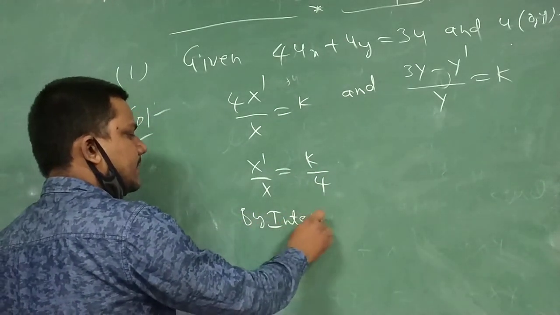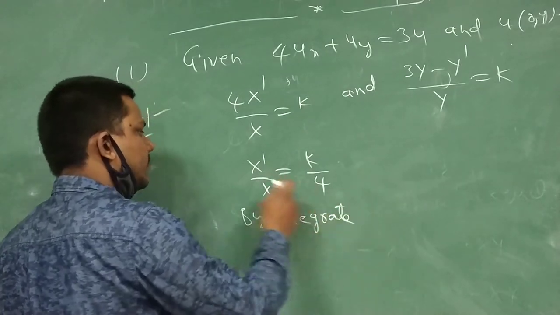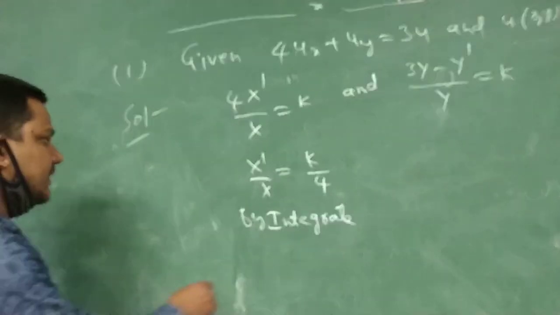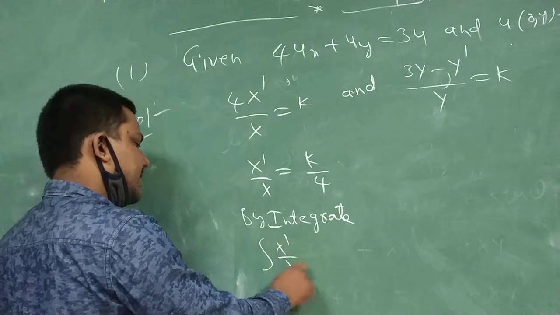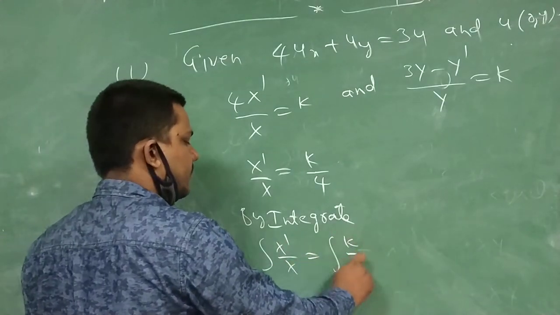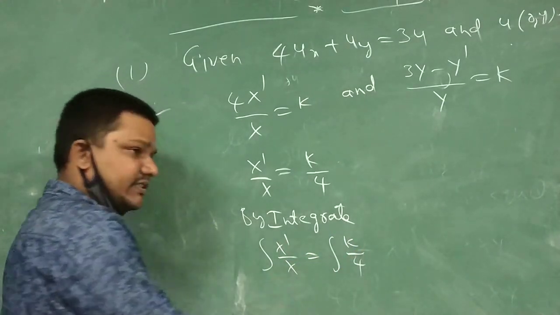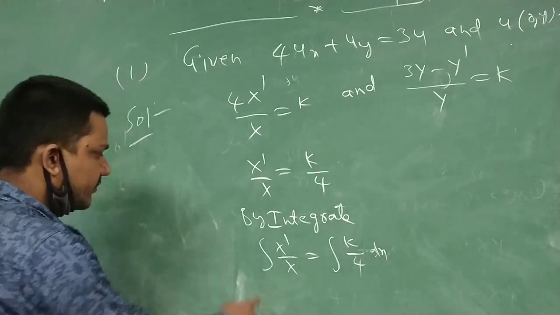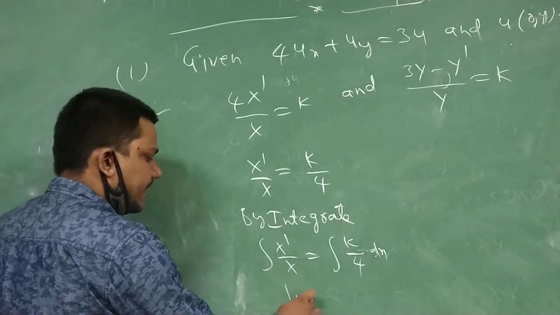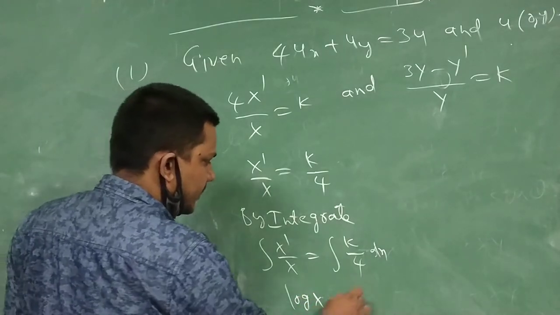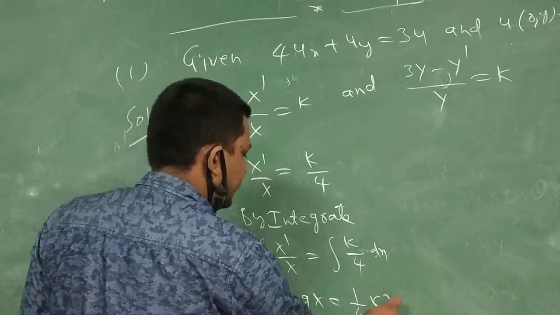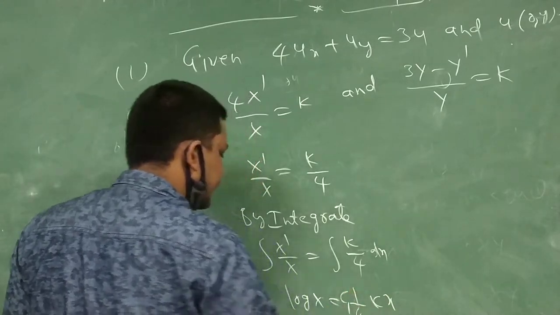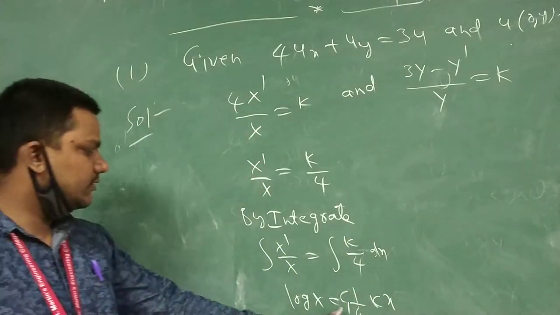Here, x dash by x is equal to k by 4, and we integrate to remove the derivative terms. So the integration of x dash by x is the integration of k by 4. X is a function in terms of x alone, therefore we get dx. Now we get log x equal to 1 by 4 kx plus some constant, say c1.